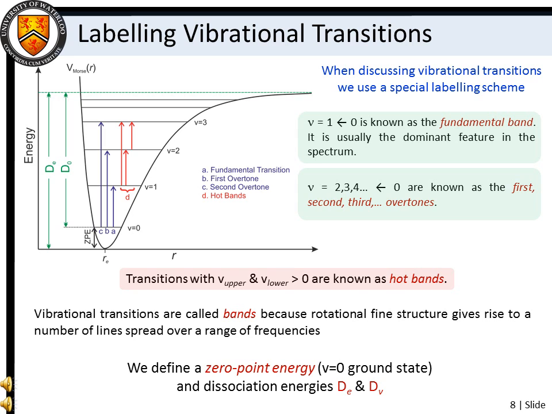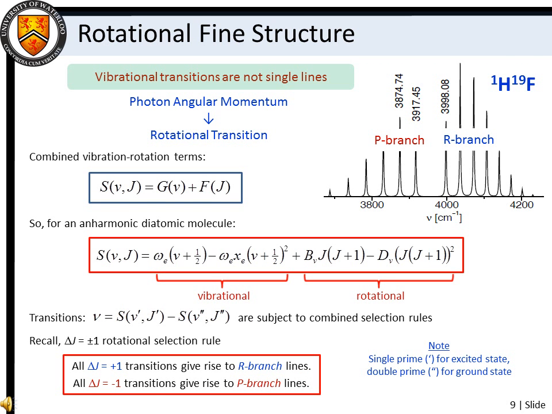To conserve angular momentum during a vibrational transition, molecules undergo simultaneous rotational transitions. Thus, in our development of molecular energy structure, we must now consider combined rotation-vibration terms. The rovibrational energy of a molecule is merely the sum of the vibrational energy, G(v), and the rotational energy, F(J), which, for an anharmonic non-rigid rotor, is given here. To calculate rovibrational transitions, we must take the energy difference between the upper rovibrational level and the lower.